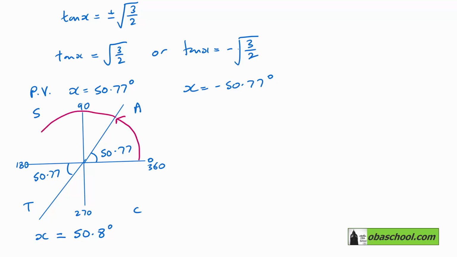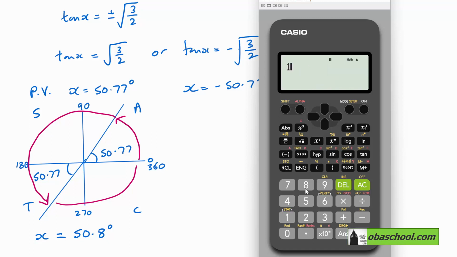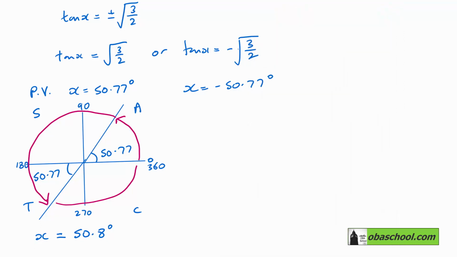That's the first one. And then the second one is all the way around here, and then we don't meet any more. So the next one is going to be at 180 add 50.8. That's 230.8. Just change the colour, 230.8. And we're going to get some solutions from over here as well.